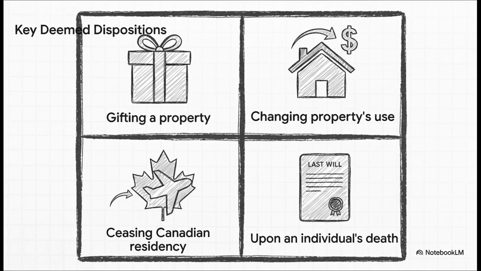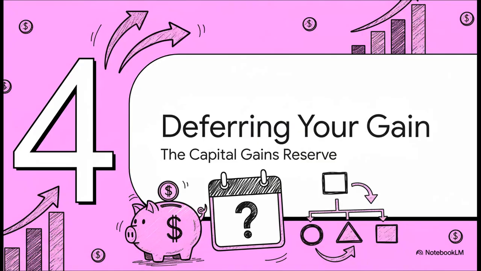So when does this happen? Well, there are 4 big scenarios to watch out for. Number 1, if you gift a property to someone. 2, if you change how you use a property, say you turn your personal use cottage into a rental. 3, if you give up your Canadian residency and move abroad. And the big one, 4, upon a person's death, the law deems that all of their assets were sold right at that moment.